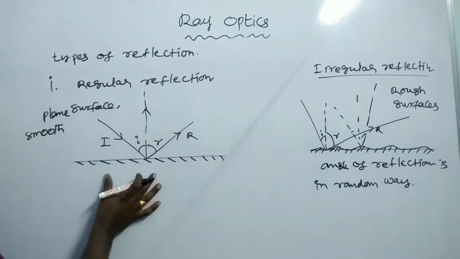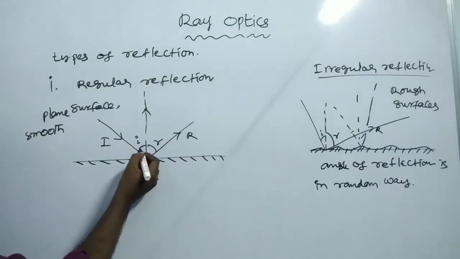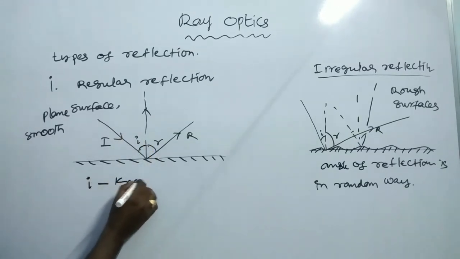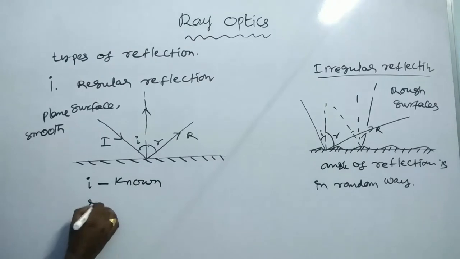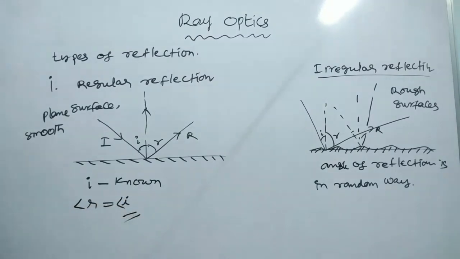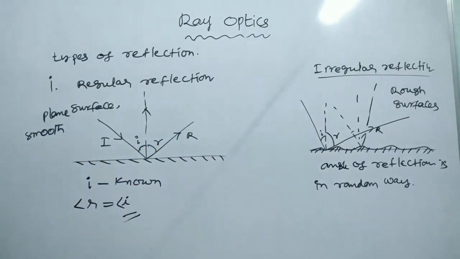But in case of regular reflection, we can assume the angle of reflection, because the I value is a known value, and we can assume R is equal to I. So angle R is equal to angle I. So this is the regular reflection, and this is the irregular reflection, okay.